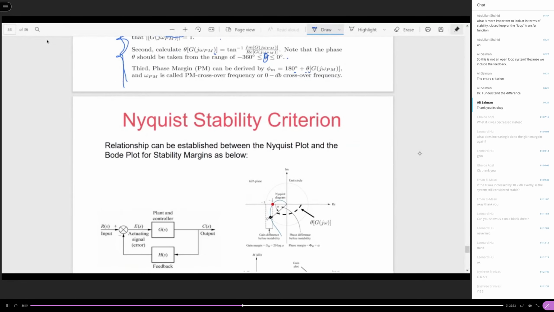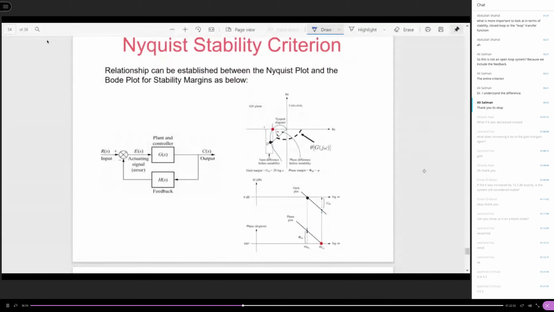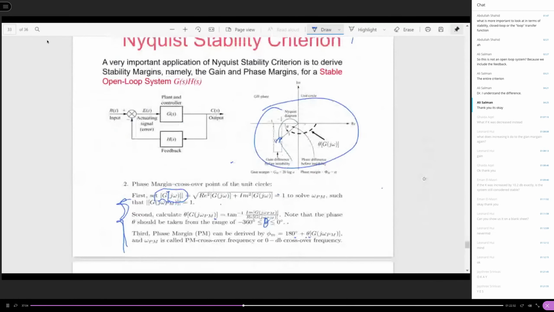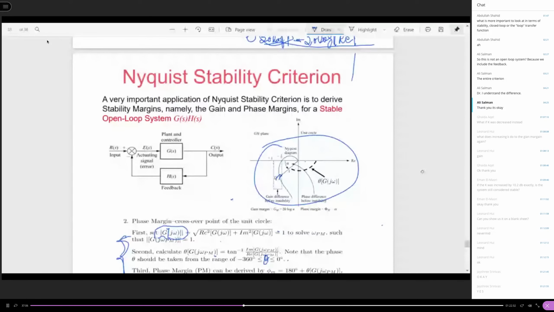So that's about gain margin and phase margin. Any question about this? No more questions? Great. We're going to move to the next.